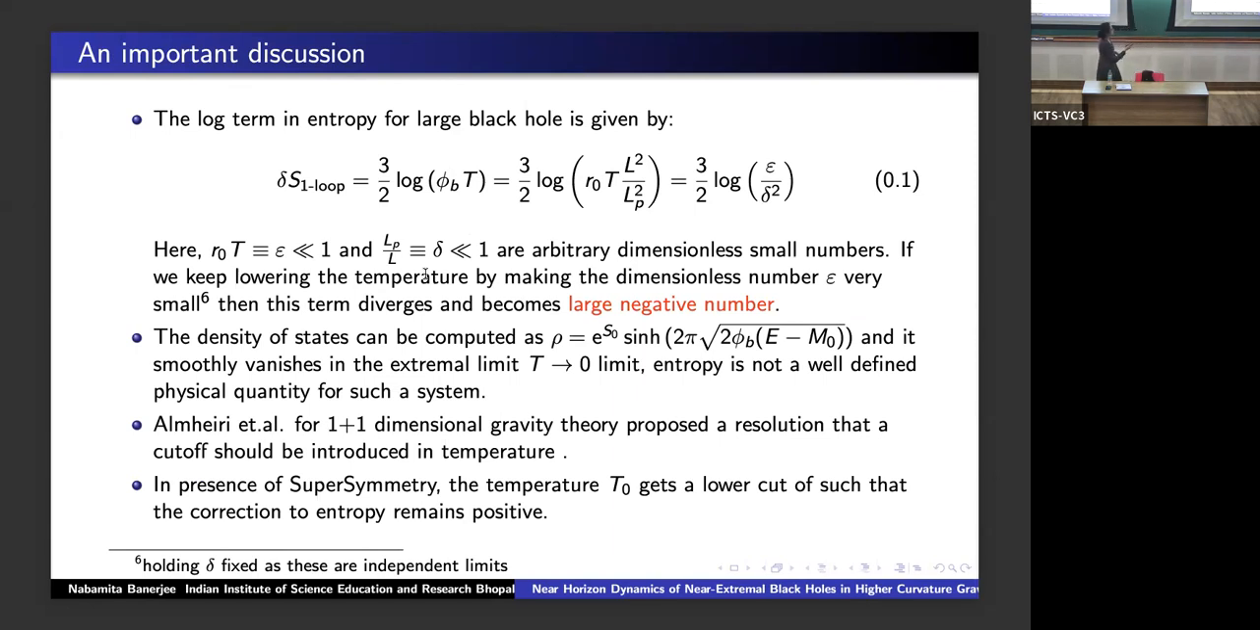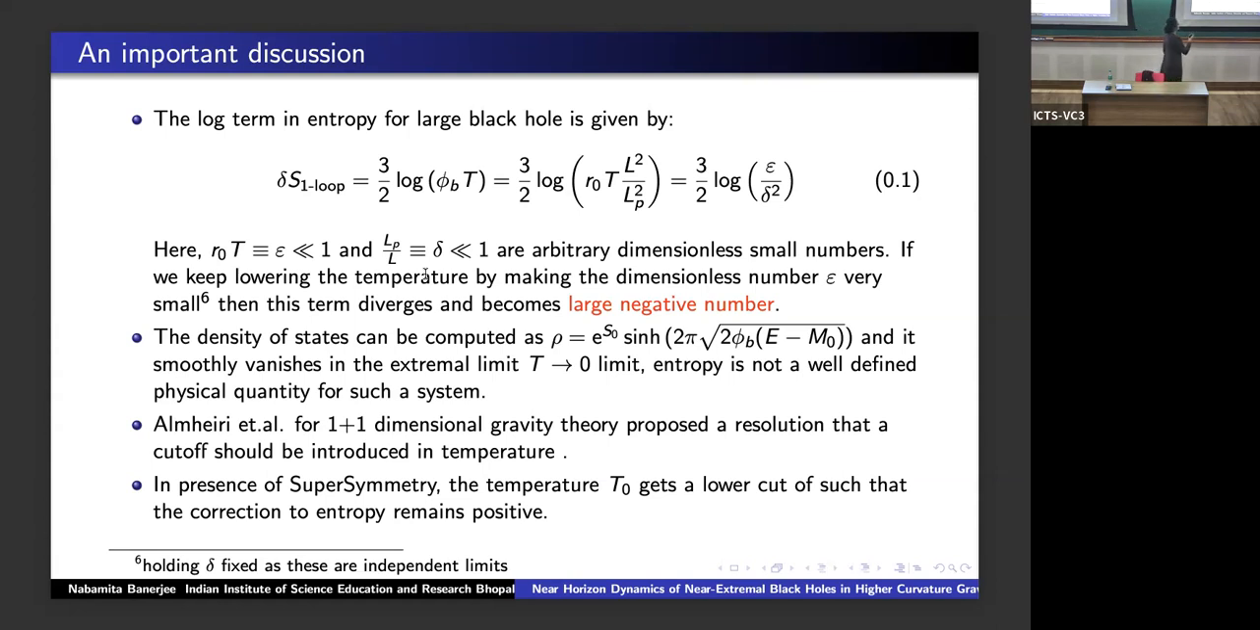So for such a system where the density of states smoothly goes to 0, we should not be looking at entropy. This is not a physically well-defined quantity to look at, but the system doesn't have any problem. The system is well-defined for as low a value of T as one wants to get to, and there is no mass gap. So that's the conclusion.